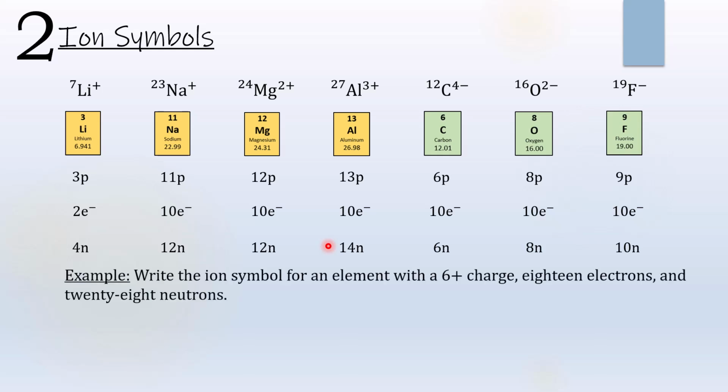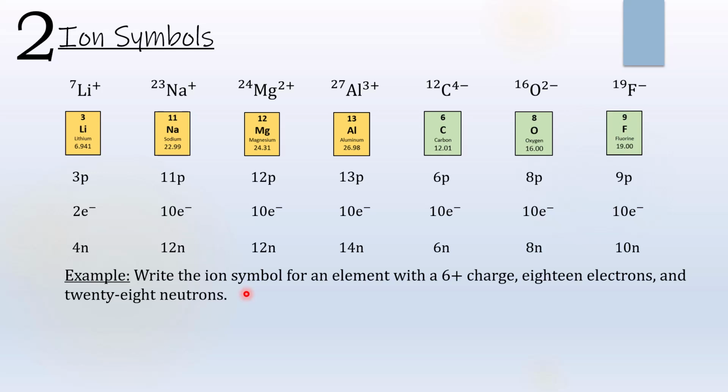So let's take another example. Let's see if we can write the ion symbol. So let's go backwards. Here, in the previous example, I gave you the ion symbols, and then I asked you to piece together, I guess we worked together to piece together the number of protons, electrons, and neutrons. Let's go backwards here. Let's say we've got an element now that's got a 6 plus charge, meaning this is a cation. It's got 18 electrons and 28 neutrons. Let's see if we can write the ion symbol.